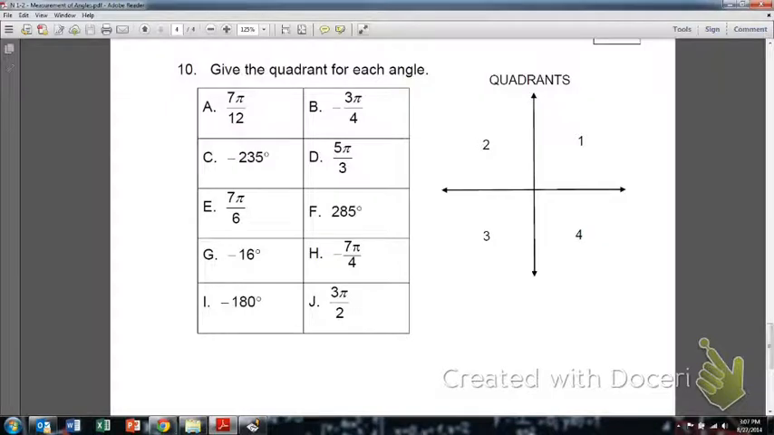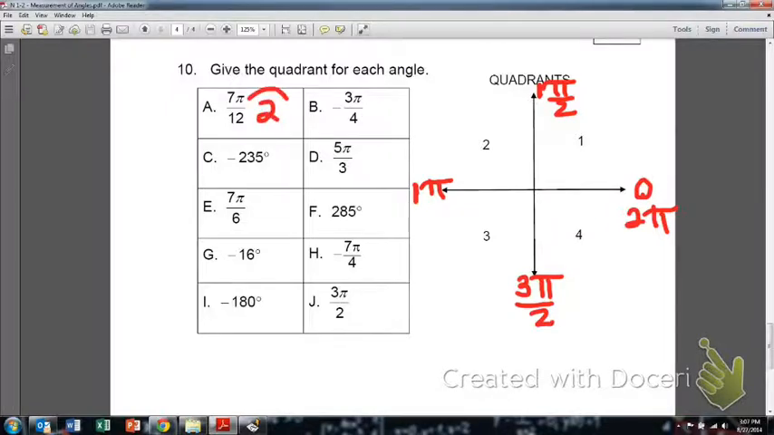The degrees you probably have a little bit easier time with than the radians. But again, if you just pay attention to the fraction part for the radians, ignore the pi, they all have pi in them. Like 7 pi over 12, if I just look at 7/12, 7/12 is more than 0, it's more than 1/2 because 1/2 would be 6/12. So 7/12 is more than that, but it's not more than 1. 1 would be 12/12, so it would be in quadrant 2. Okay, so you'll just go through here and see if you can figure out what quadrants all these are in.